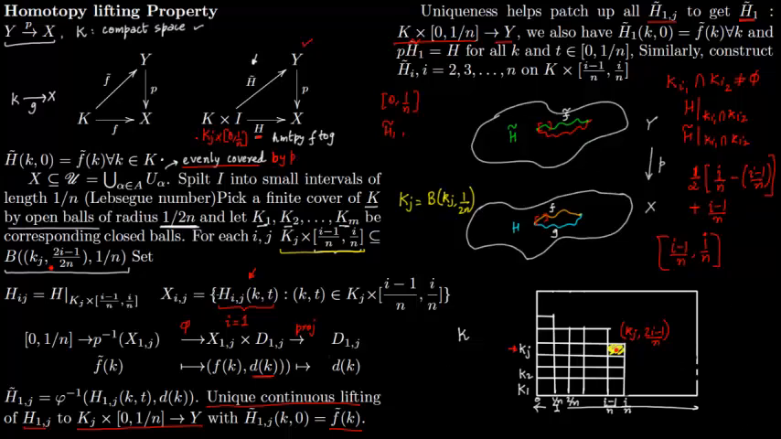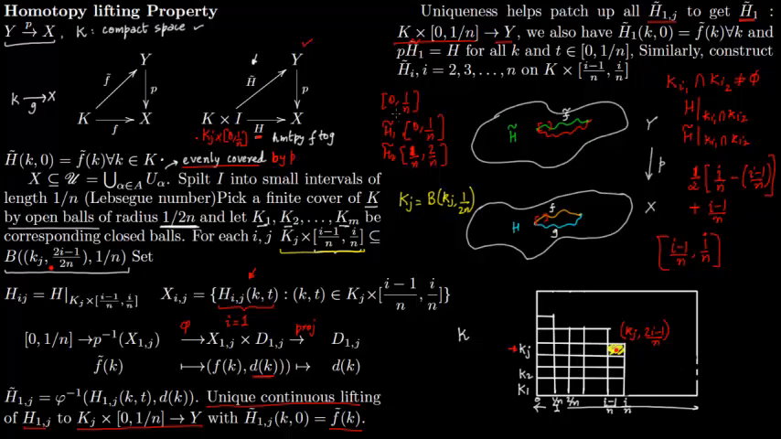So a quick overview. You are given this diagram here, you're given a map G, you're given H. The idea is to construct this H tilde so that this diagram commutes. Now what we want to do is construct H1 tilde, glue it with H2 tilde, H3 tilde and so on, and that will give us H tilde. H1 tilde corresponds to the interval 0 to 1/n, H2 tilde goes from 1/n to 2/n, H3 tilde goes from 2/n to 3/n and so on.